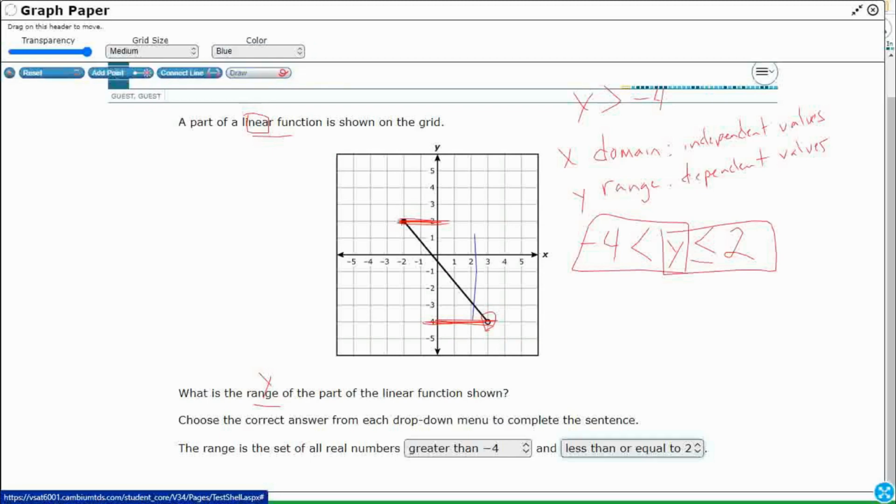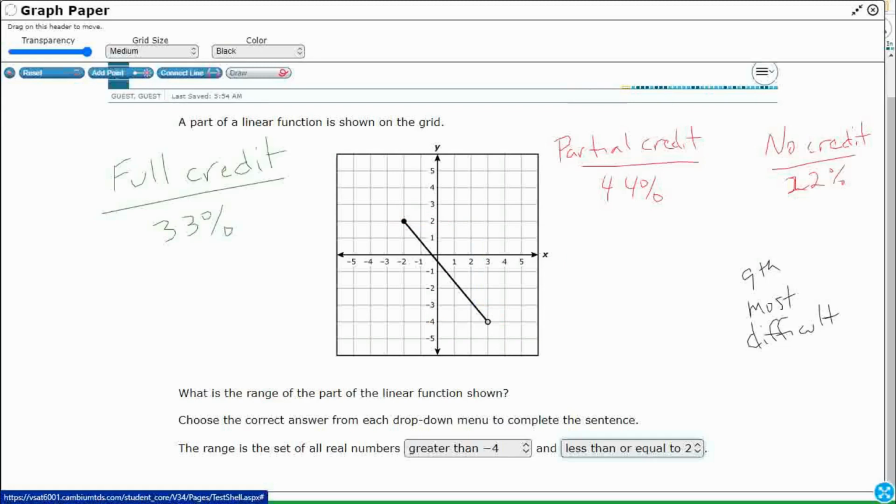That's greater than -4, and it's less than or equal to 2. All right, so those are our answers. Let's see how we did across the state of Texas. So this was tied for the 9th most difficult question.